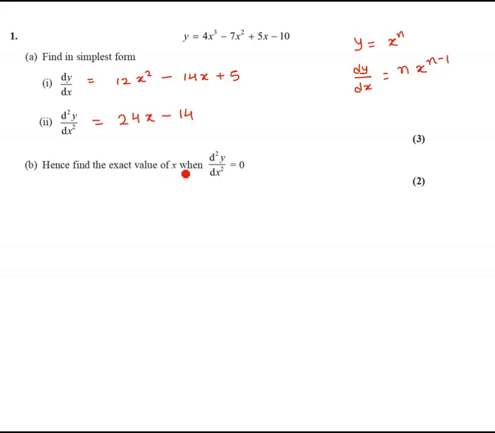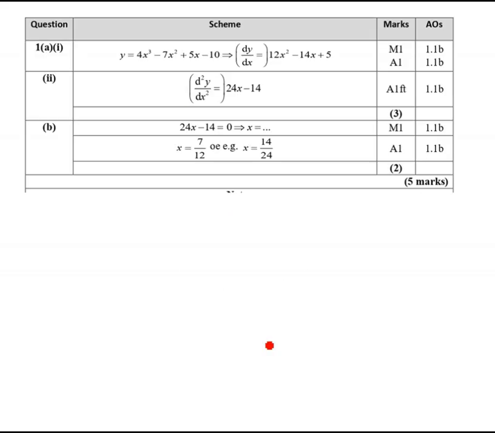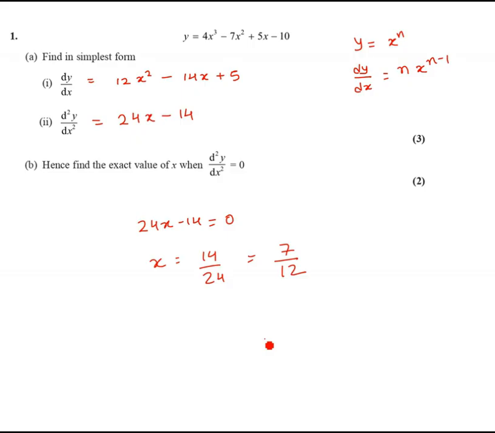Now find the exact value of x when d squared y over dx squared equals 0. So for this we just write 24x minus 14 equals 0. So x will be 14 over 24. If we divide this by 2, it will be 7 over 12. Okay, let's check the answer. So 14 over 24, 12x squared minus 14x plus 5. Yeah, all good.